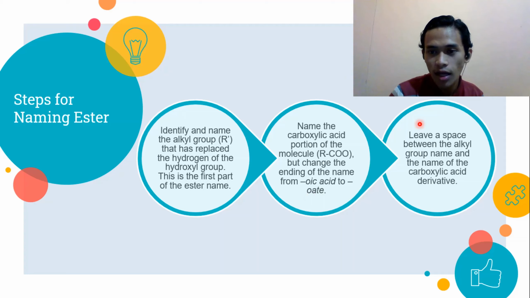So butanoic acid should become butanoate. And the last step, leave a space between the alkyl group name and the name of the carboxylic acid derivative. So the ester is formed by the reaction between a carboxylic acid and an alcohol. The carboxylic acid is the acid, the alcohol is ethanol. After replacing the H of the carboxylic acid with the ethyl from the ethanol, at last the ester name is ethyl methanoate.